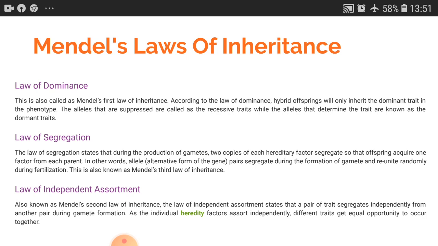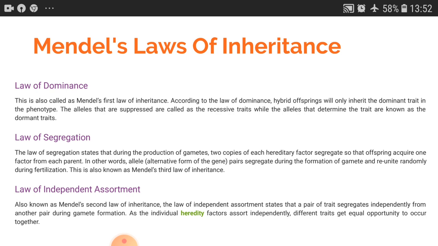Now, law of dominance. According to this law, hybrid offsprings will only inherit the dominant trait in the phenotype. The alleles that are suppressed are known as recessive traits, whereas the alleles that determine the trait are known as the dominant trait. I hope you have gone through the terms and now you are familiar with these terms: phenotype, genotype, trait. Phenotype is the expression which you can see, and the genotype is the genetic composition or genetic makeup.